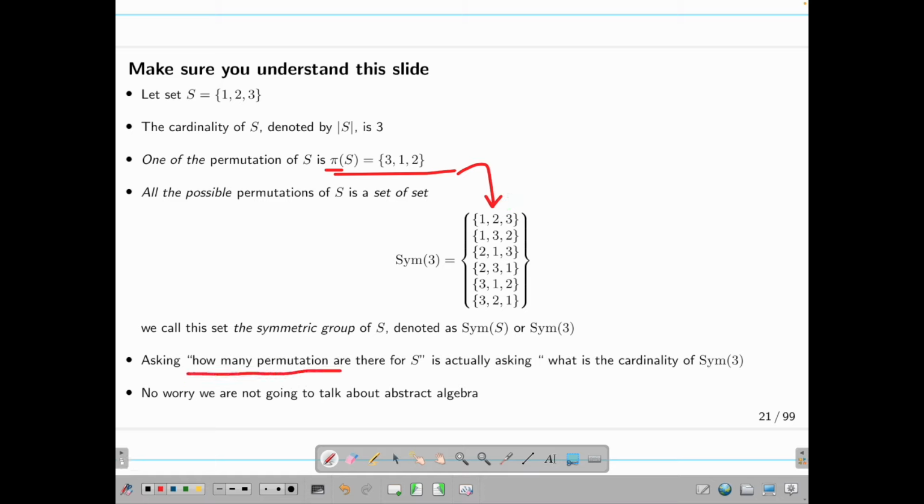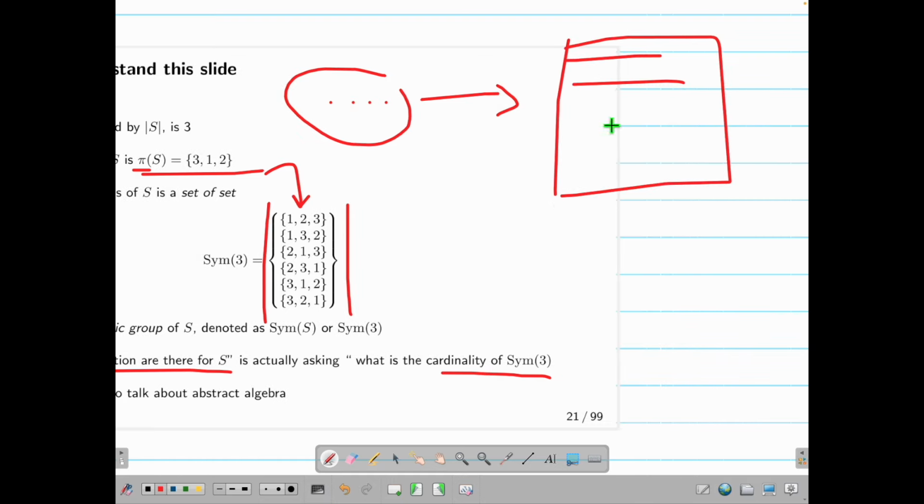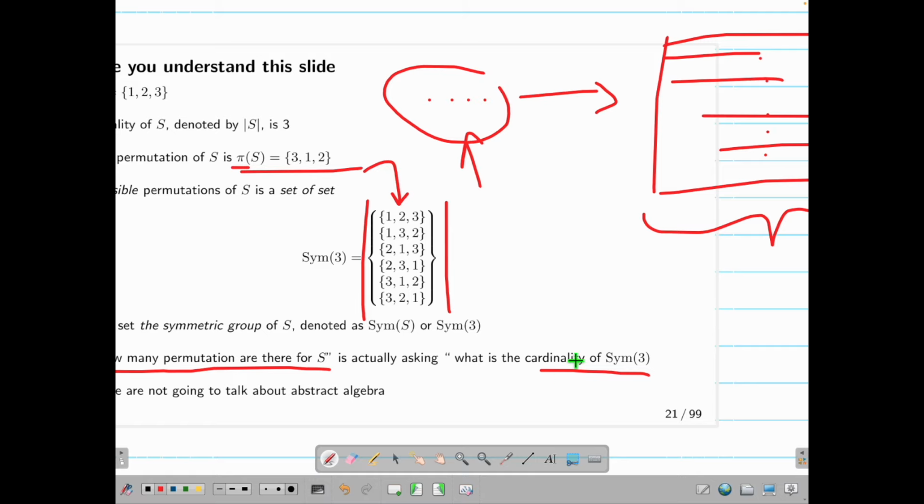So how many permutations are there? It's actually asking how big is this set with 2 lines, so we are asking what's the cardinality of another set. When I have a bunch of stuff, I permute them, and you should view this as now having all the possible permutations. Each line here is one particular permutation. I'm asking how big is this set. So it's not this one, it's this one. This is one particular arrangement. This is a set of sets. So when we ask about permutation, we're asking about the cardinality of another set.